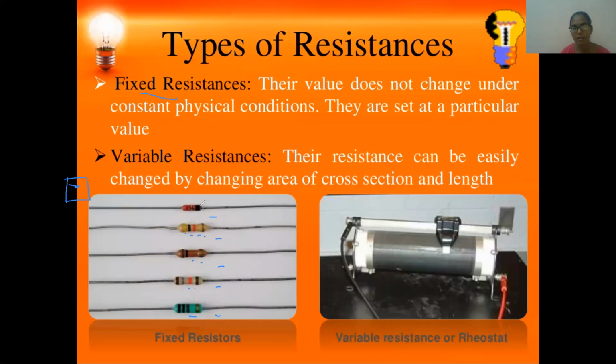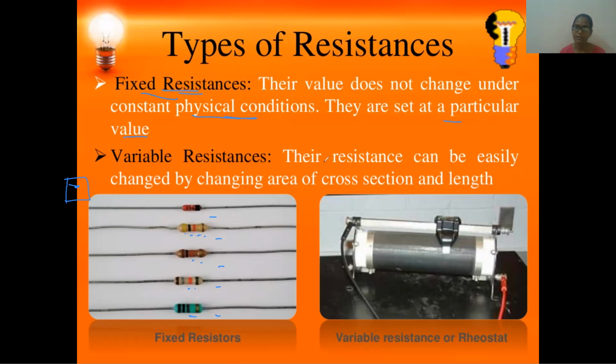They indicate the resistance of that material, whether it is 2 ohm, 4 ohm, 5 ohm, like that. So these are fixed values. Their value does not change under any physical condition. They are set for a particular value only. They are called fixed resistors.